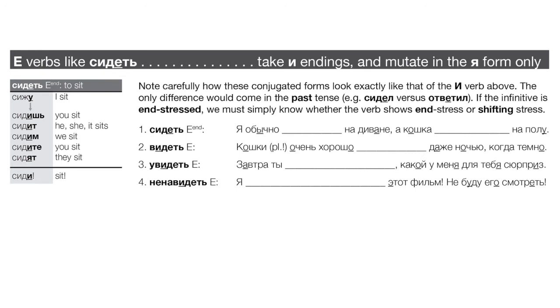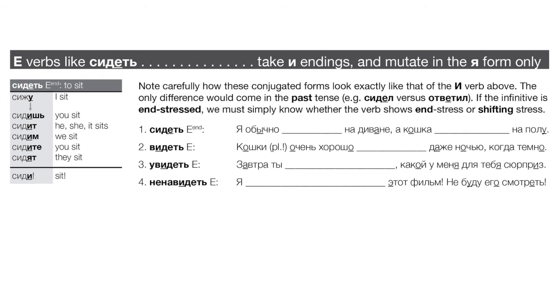Number 3, увидеть, there's the perfective, right, to catch sight of, or simply to see. Tomorrow you'll see what kind of surprise I have for you. Завтра ты увидишь, какой у меня для тебя сюрприз. Number 4, ненавидеть. I hate this movie, I will not watch it. Я ненавижу этот фильм, не буду его смотреть.